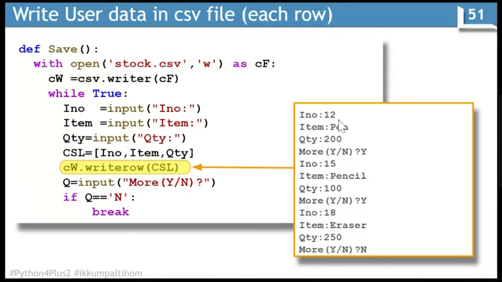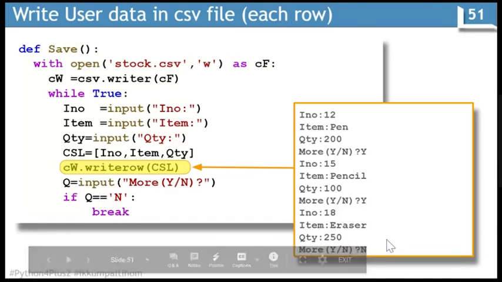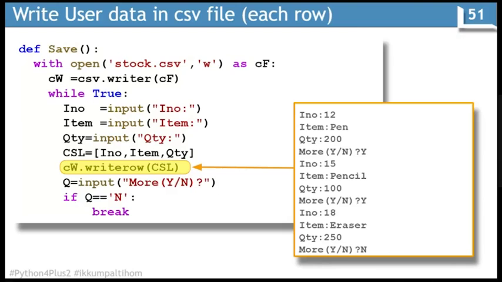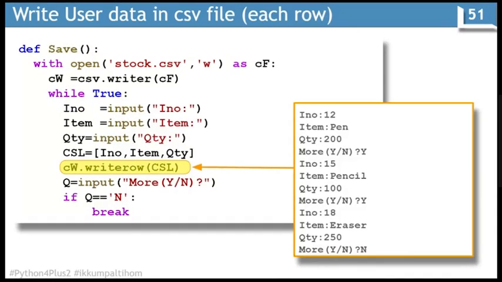So you can see INO added as 12, pen, and 200. This is going to form the first list in the CSV file. The second list in the CSV file will be 15, pencil, and 100. The third list will contain 18, eraser, and 250. So let's assume we have 3 rows in the CSV file, and you have seen we have added 3 rows in the CSV file.